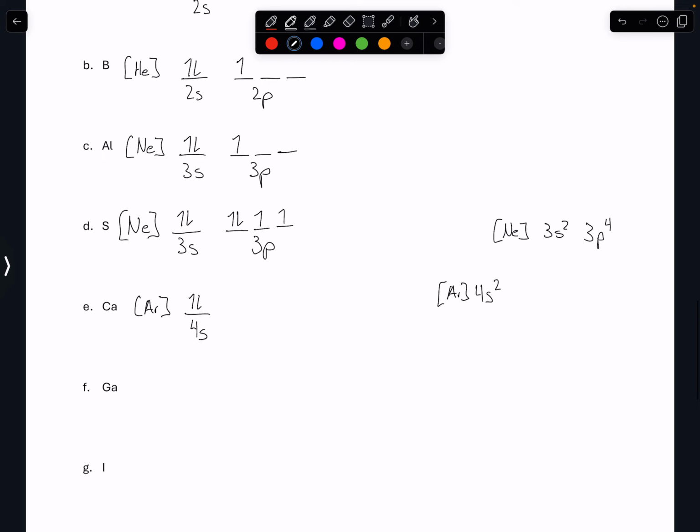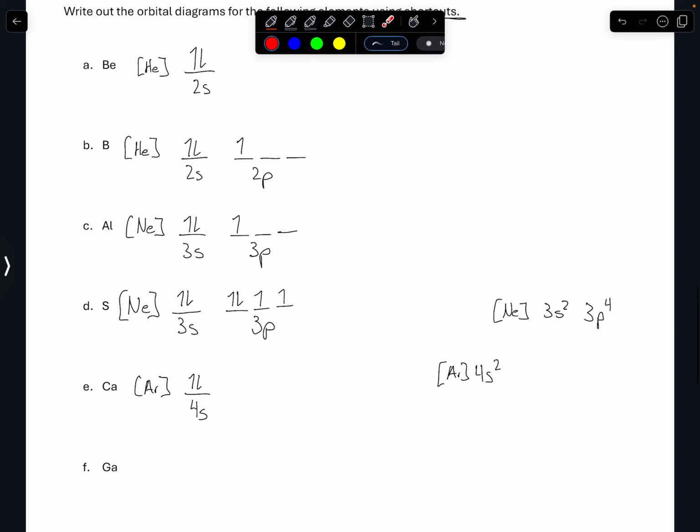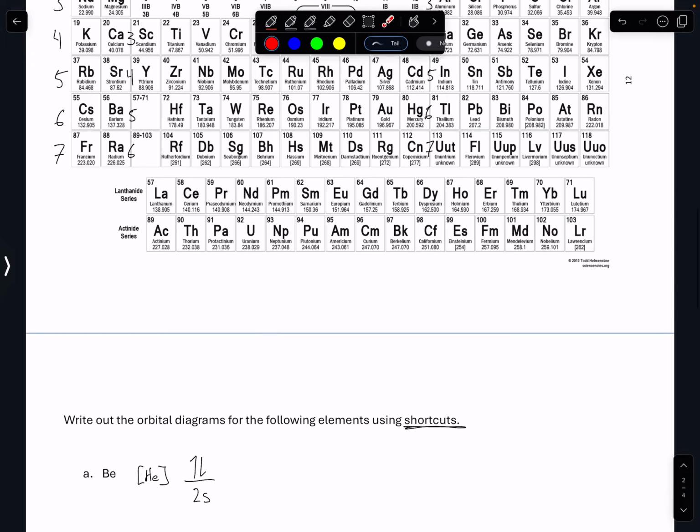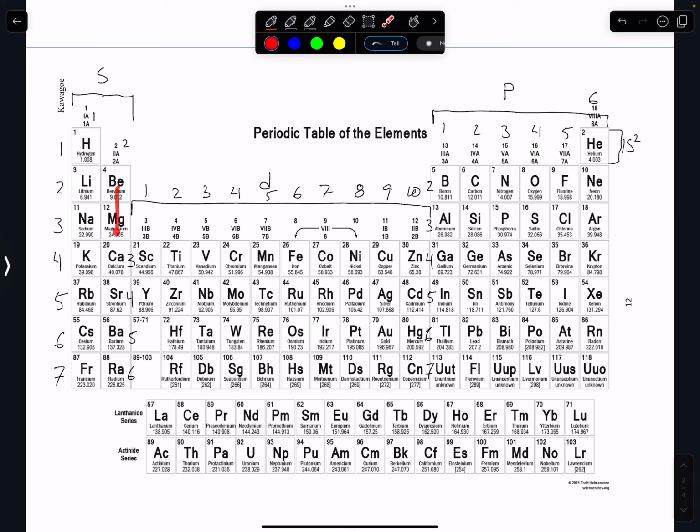Right, so some of these are simpler. And again, we can kind of look at, oh, beryllium was helium, and then 2s2. Calcium is argon, and then 4s with 2 electrons. And if we go to our periodic table, they're in the same row or same column, right? So they're going to have the same electron configuration.